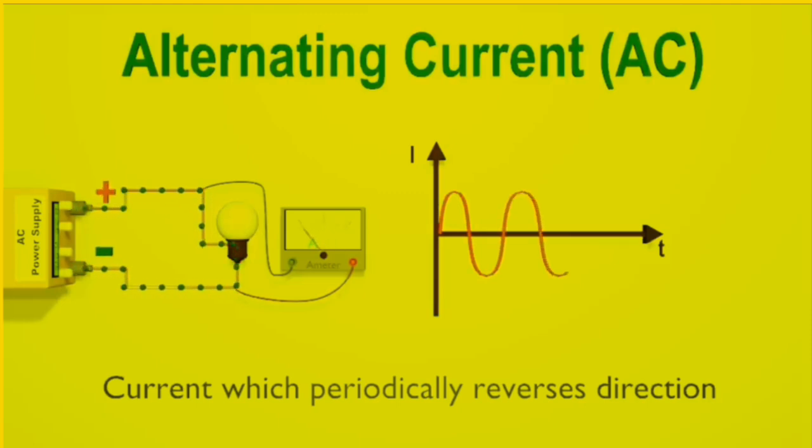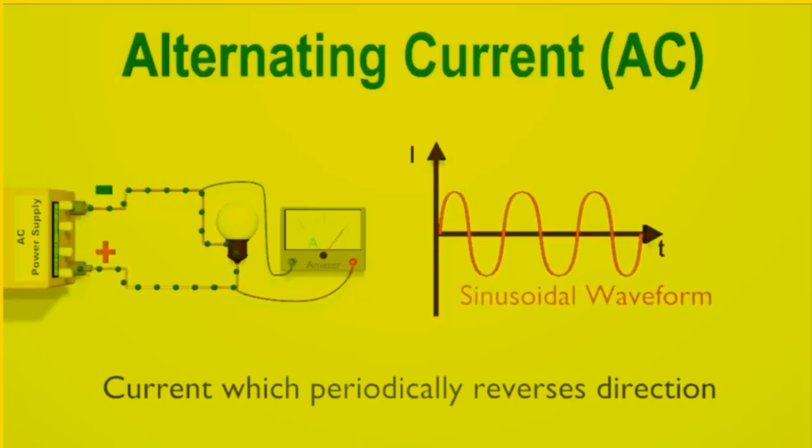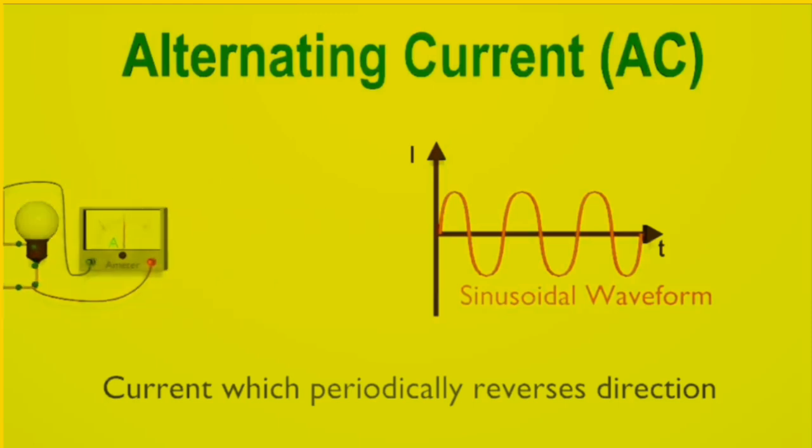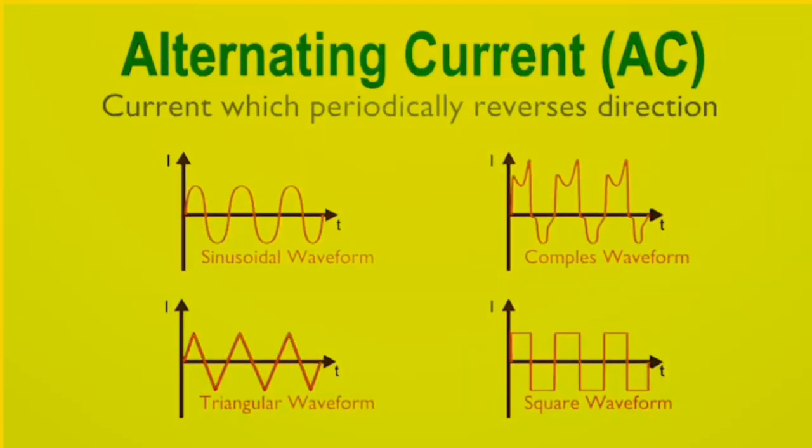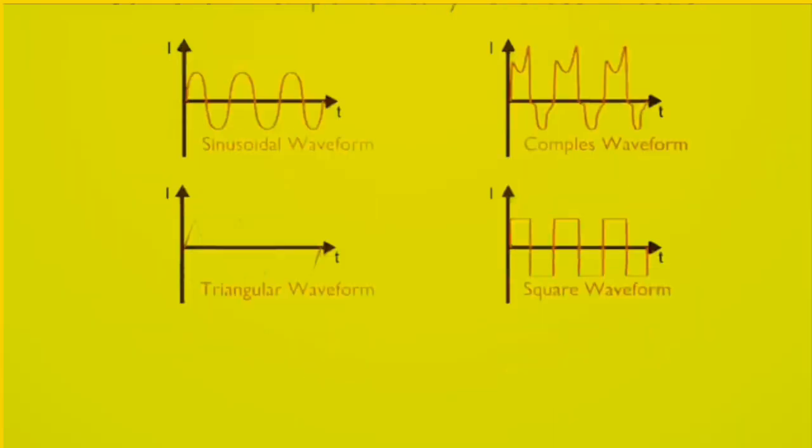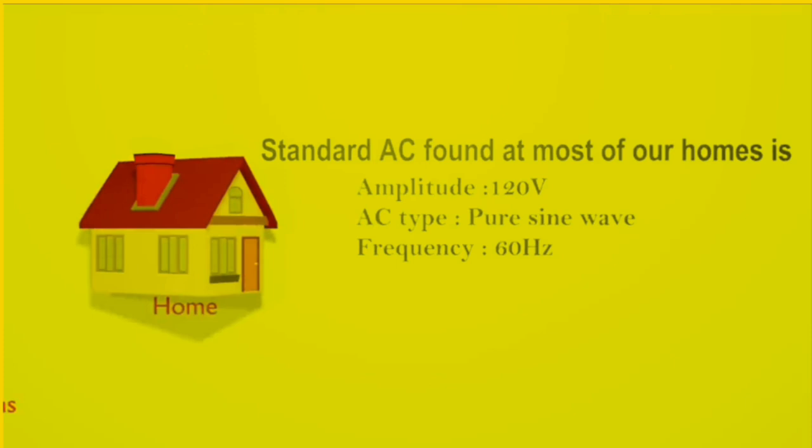The speed at which AC changes polarity and completes several cycles in 1 second is called frequency, and it is measured in hertz. The most common AC waveform that is used in electrical and electronic engineering is the sinusoidal waveform. However, an alternating AC waveform may not always take the shape of a smooth shape based around the trigonometric sine or cosine function. AC waveforms can also take the shape of either square waves, triangular waves, or any other complex shape. Standard AC found at most of our homes is a 120 volts amplitude pure sine wave with a 60 Hz frequency.